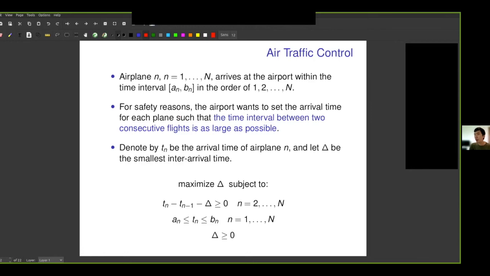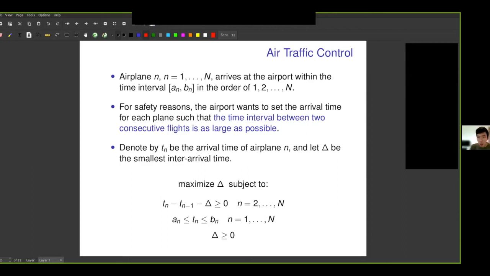So maybe you want a plane from Thailand to arrive in Bangkok between 2 p.m. and 3 p.m. In this case, the A would be 2 p.m. and the B would be 3 p.m. Now, for safety reasons, you don't want two planes to arrive in close proximity. For example, you don't want the first plane to arrive now and the second plane to arrive just 5 minutes later, because if two planes arrive almost at the same time, that will give you a safety concern. That is why you want to maximize the gap between two consecutive arrival times.